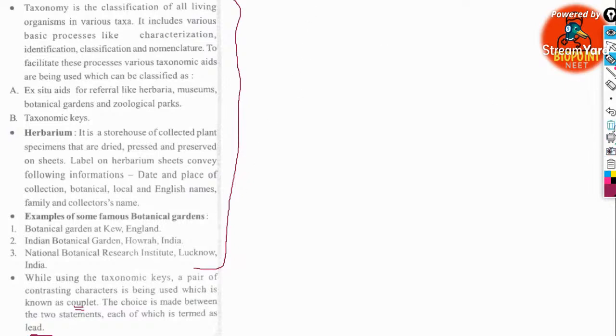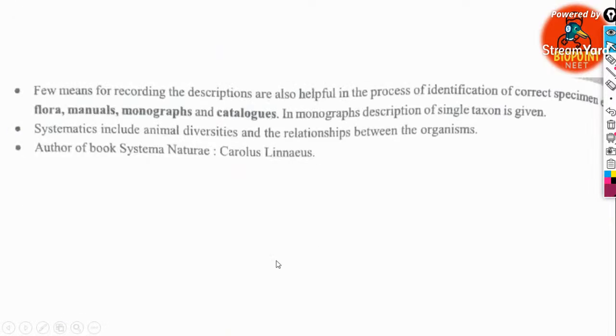Hope everything is clear till now. And let's move on with the last part. Is this enough instead of reading the NCERT text? Exactly. This is an NCERT extract. All these are NCERT extracts, just taken from your own NCERT.